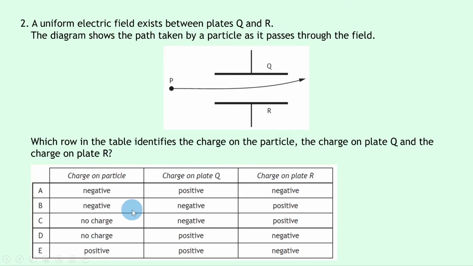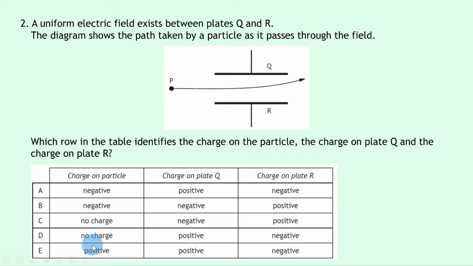So here we need to find the right combination of charges on the plates and charge in the particle for it to make sense. So in order for the particle P to be curving up towards plate Q, the particle P must have the opposite sign to plate Q, and it must have the same sign as plate R. And that's because the particle of a certain charge will be attracted towards a plate of opposite charge and repelled away from a plate of the same charge, because like charges repel and opposite charges attract.